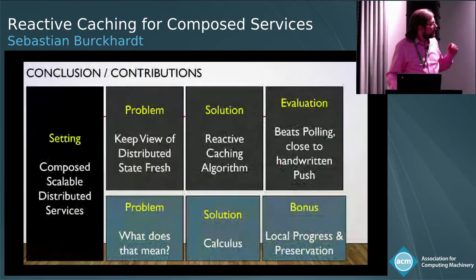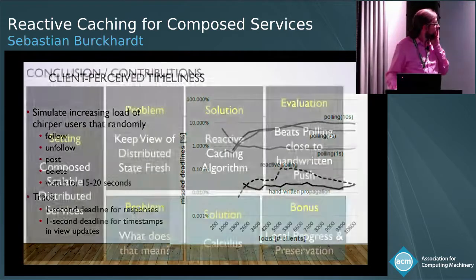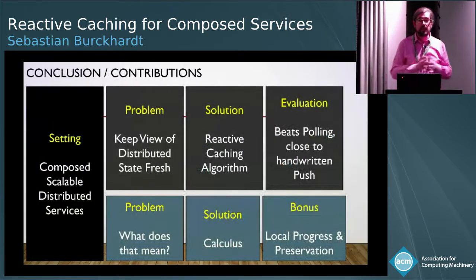Okay, and for user-perceived timeliness, we measured missed deadlines in a simulated user environment. And in this case, polling is really not competitive at all because it misses a lot of deadlines. So this is my last slide. Again, I'm just showing conclusions, contributions. I'm open for questions. Thank you.